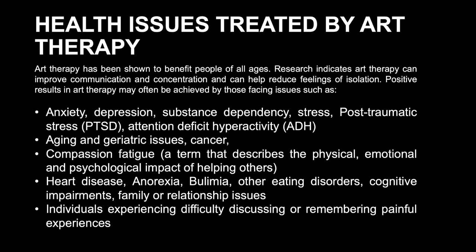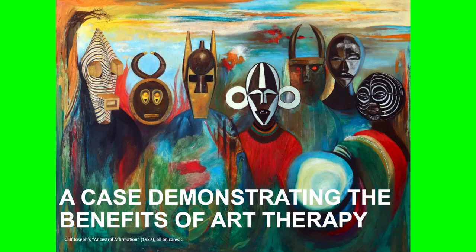So anyway, there are also other health issues like heart disease, anorexia, bulimia, cognitive impairment, family or relationship issues, which is becoming a bigger and bigger one, because sometimes these family relationships affect particularly teenage children and teenagers. And then, of course, individuals experiencing difficulty discussing or remembering painful experiences like death, or you've gotten a certain disease that might impair you in one way or the other, right?